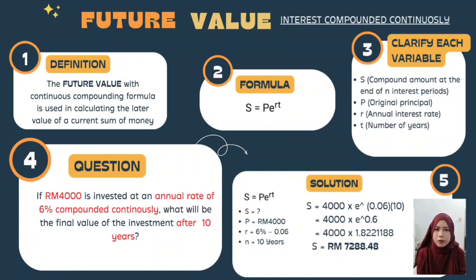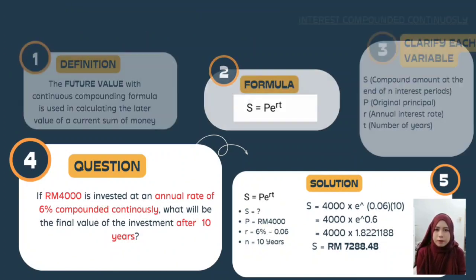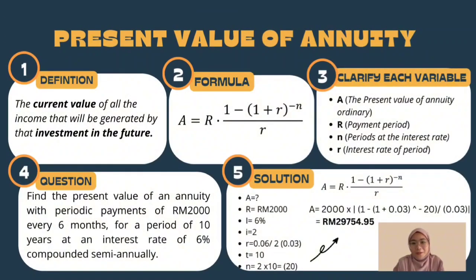We will find S, which is 4,000 multiplied by e to the power of 0.06 multiplied by 10, and we will get 4,000 multiplied by e to the power of 0.6, and we will get 4,000 multiplied by 1.8221188, and the answer will be Rm 7,288.48. So now we move on to the next subtopic, which is annuity.